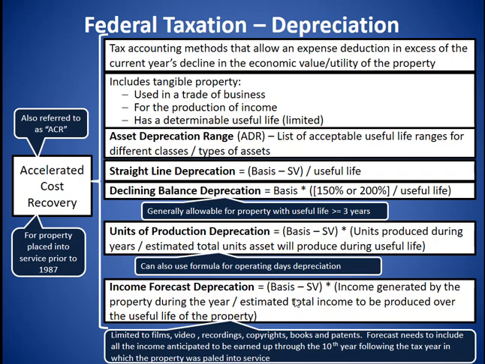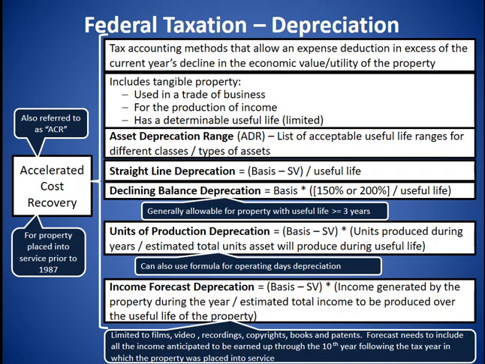The next item then would be income forecast depreciation, and this is a rather specialized type of depreciation, but it's the basis minus the salvage value of the asset times the income generated by the property during the year divided by the estimated total income to be produced over the useful life of the property. And this type of depreciation is limited to films, videos, recordings, copyrights, books, and patents. Also, the forecast needs to include all the income anticipated to be earned through at least the 10th year following the tax year in which the property was placed into service.